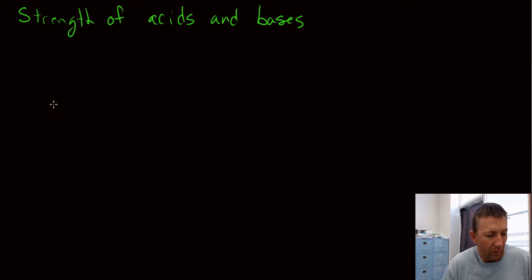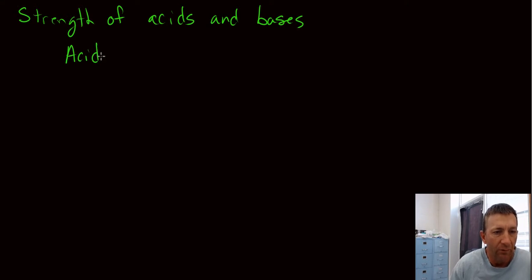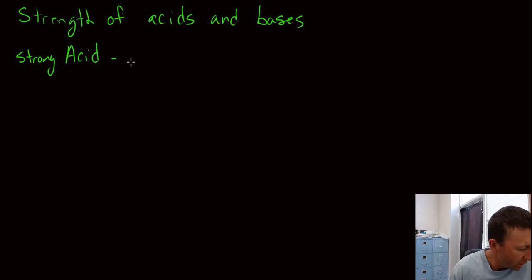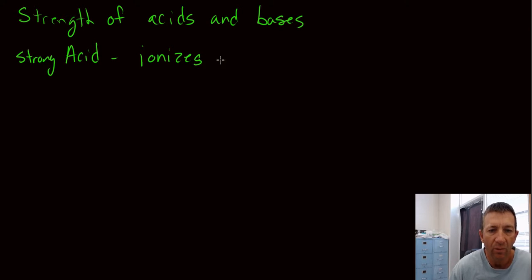All right, in this video we're going to talk about the strengths of acids and bases, how strong an acid and a base is. So first of all, let's talk about the strength of an acid. The definition of a strong acid is that it ionizes completely.